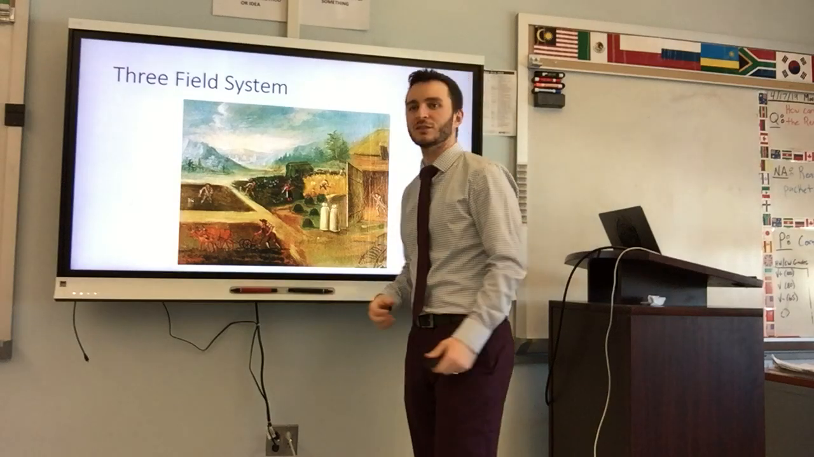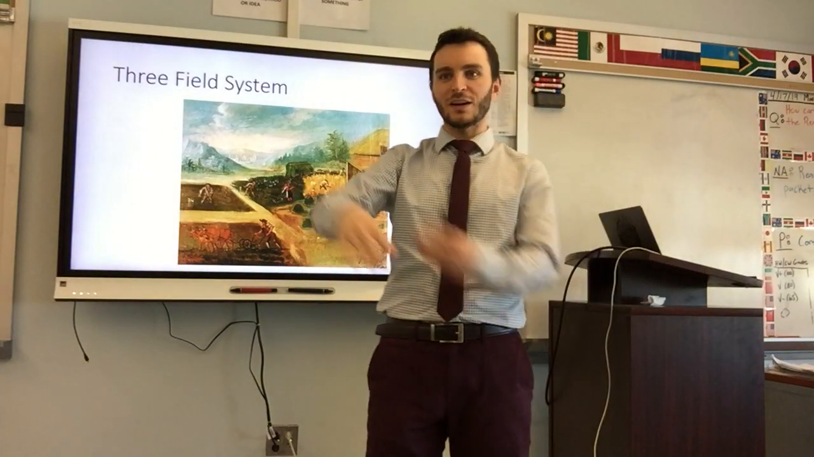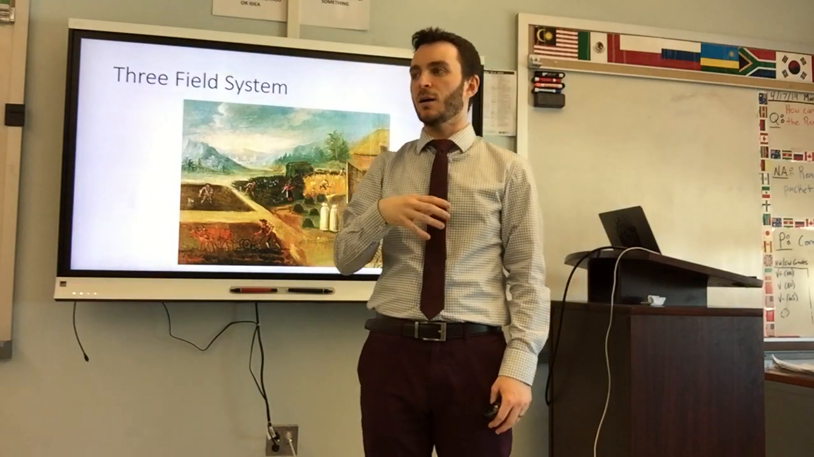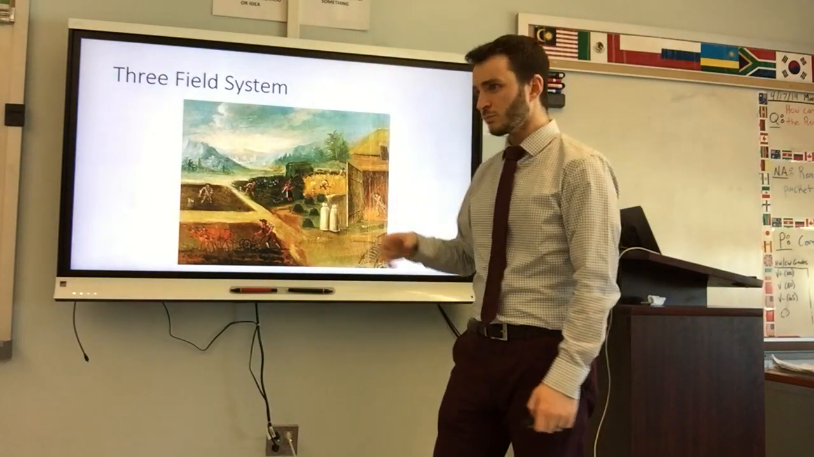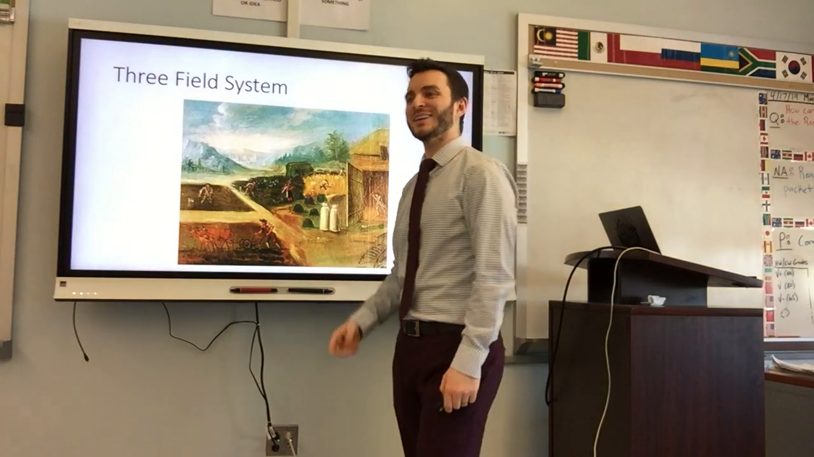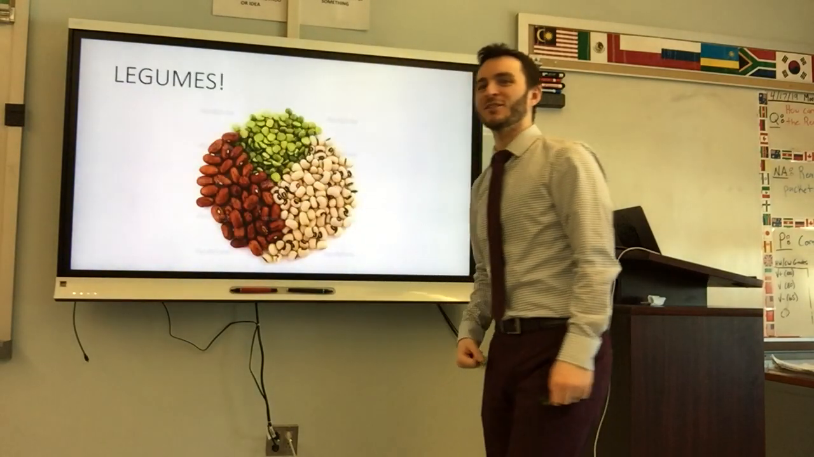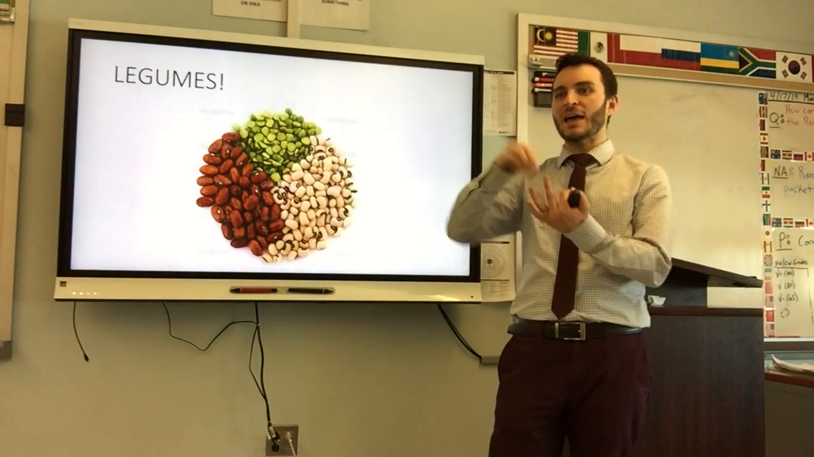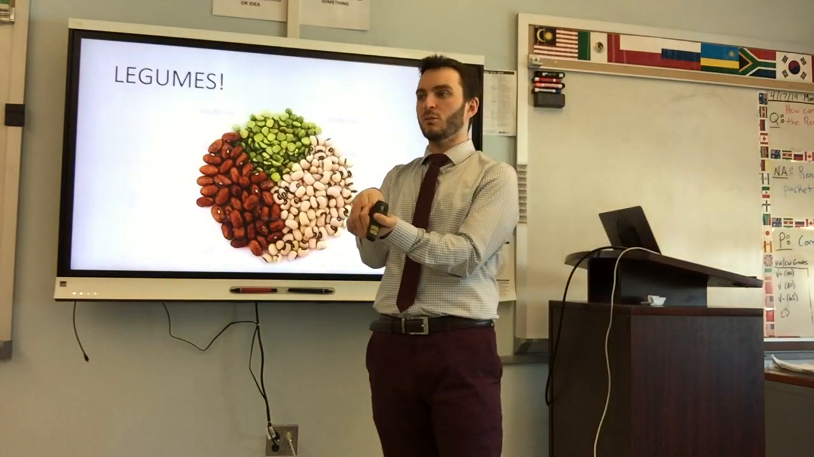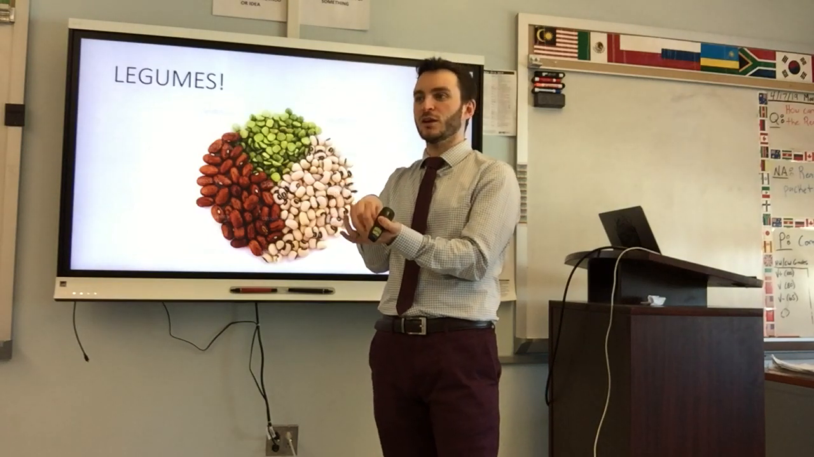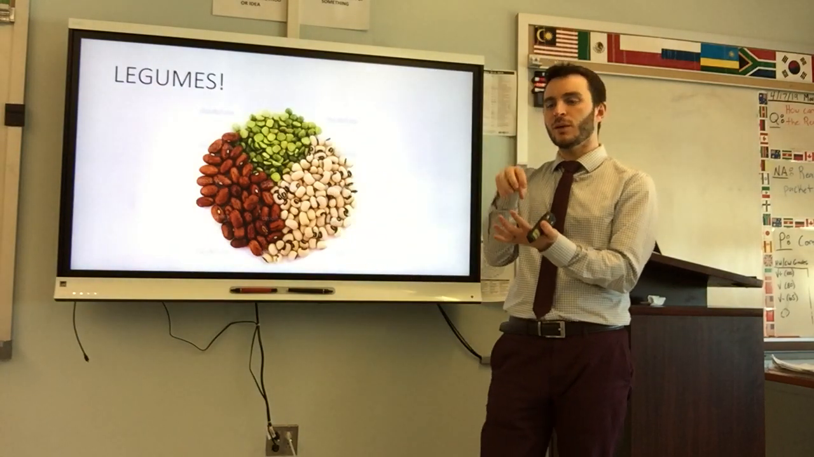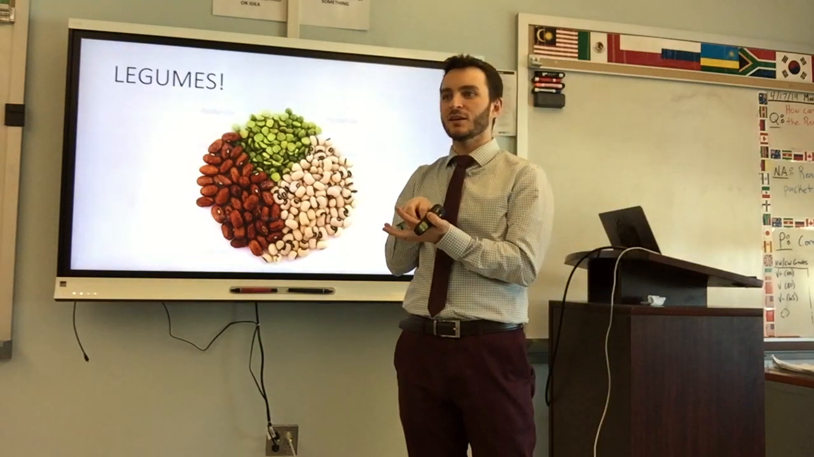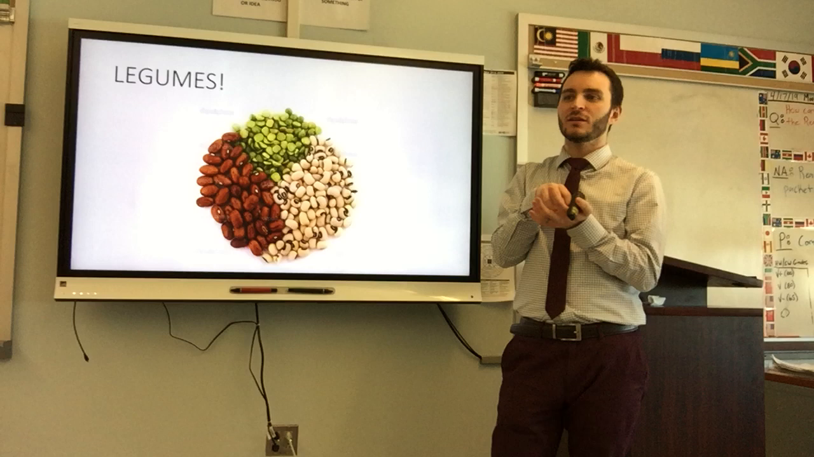So they developed the 3-field system, where they divide it into 3. One is for your main crop, like wheat or barley, right? Your staple grain. One is left empty, and one is legumes. Everybody's favorite: beans, peas, black-eyed peas, whatever you want. They actually add nitrogen to the soil, which is what artificial fertilizers are trying to do, right? So when you plant beans, it adds nitrogen to the soil, so it creates a natural form of fertilization in that land.